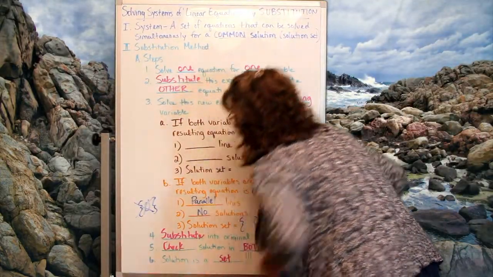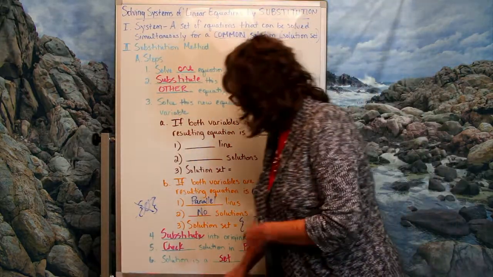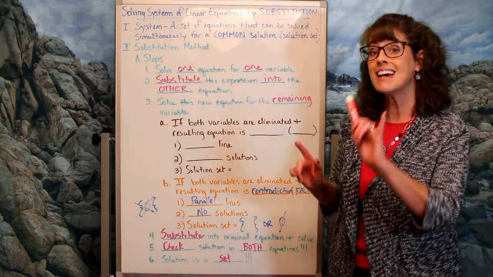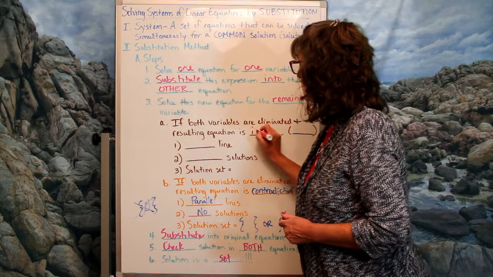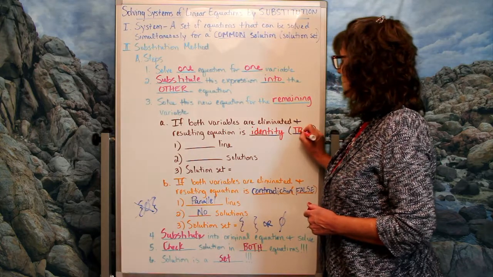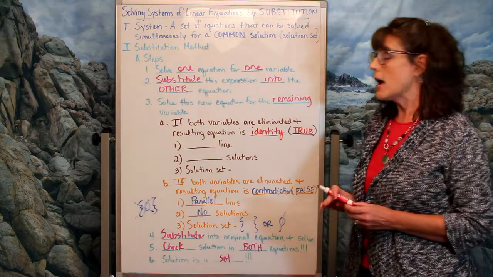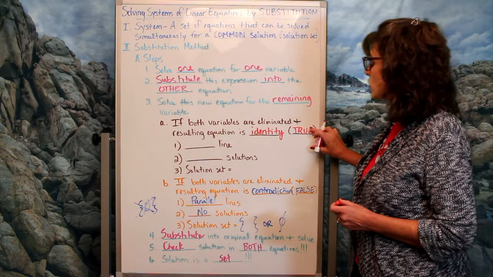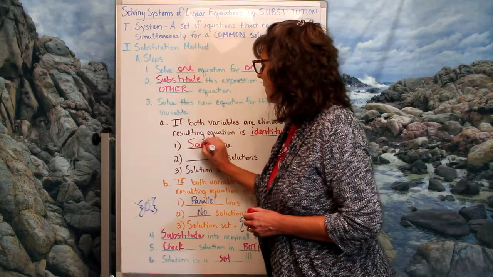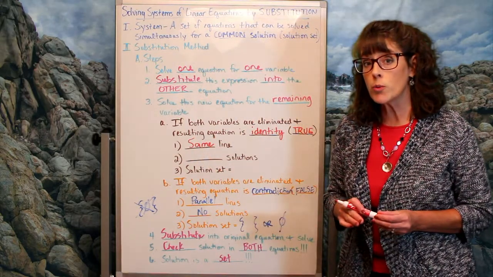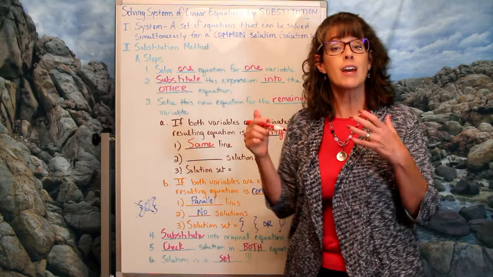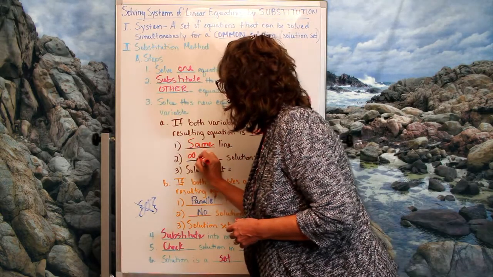Looking at the brown part here, part A, notice that it says if both variables are eliminated, then the resulting equation is an identity, meaning that it's true. That's what we just saw. We saw an identity. It was a true statement. We did eliminate both of the variables. And remember, when we have an identity and it's a true statement, that indicates we have the same line. Now, how many solutions are there when you have the same line? Remember, lines go on forever in both directions, so you're going to have infinitely many solutions.